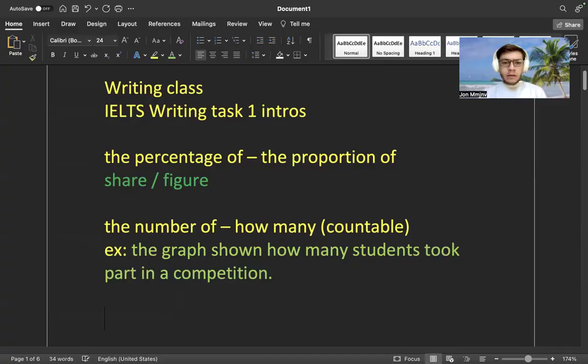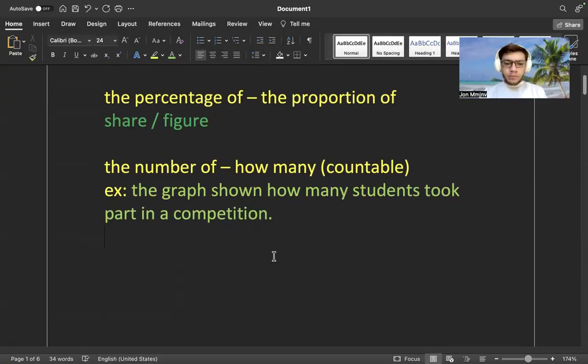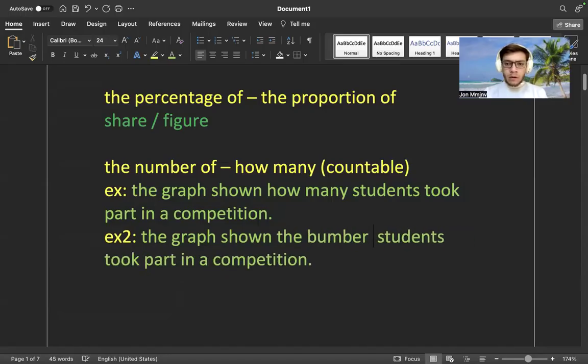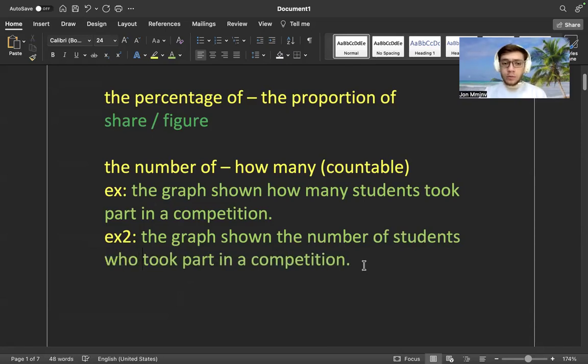And the next example is like this. This is the second example, so let me write this a bit differently. The graph shows the number of students who took part in a competition. I need a relative clause here, who took part. Now I'm going to show you the noun phrase, or participle clause, as we call it. This is the third example, actually the best one.